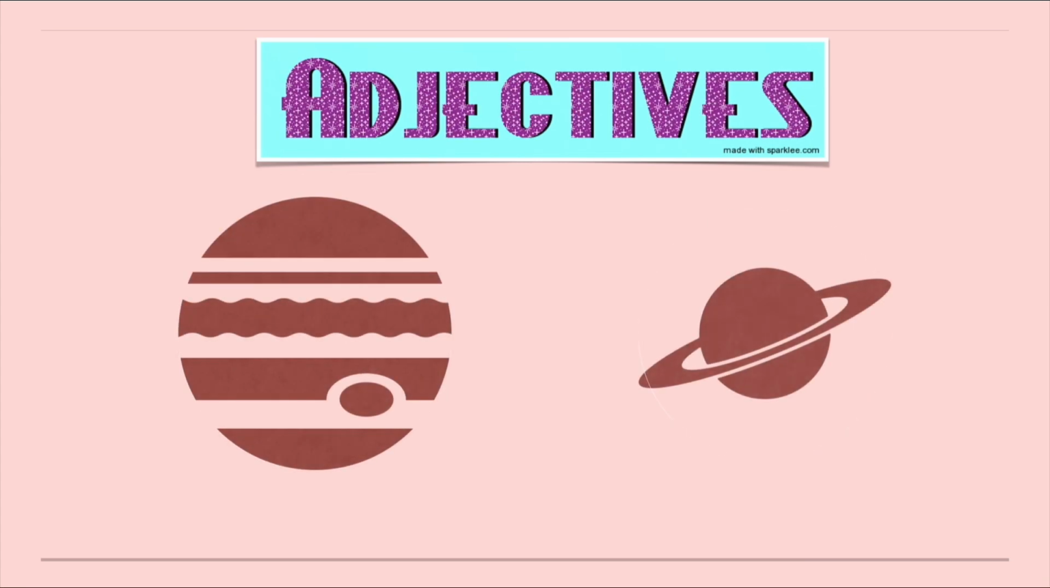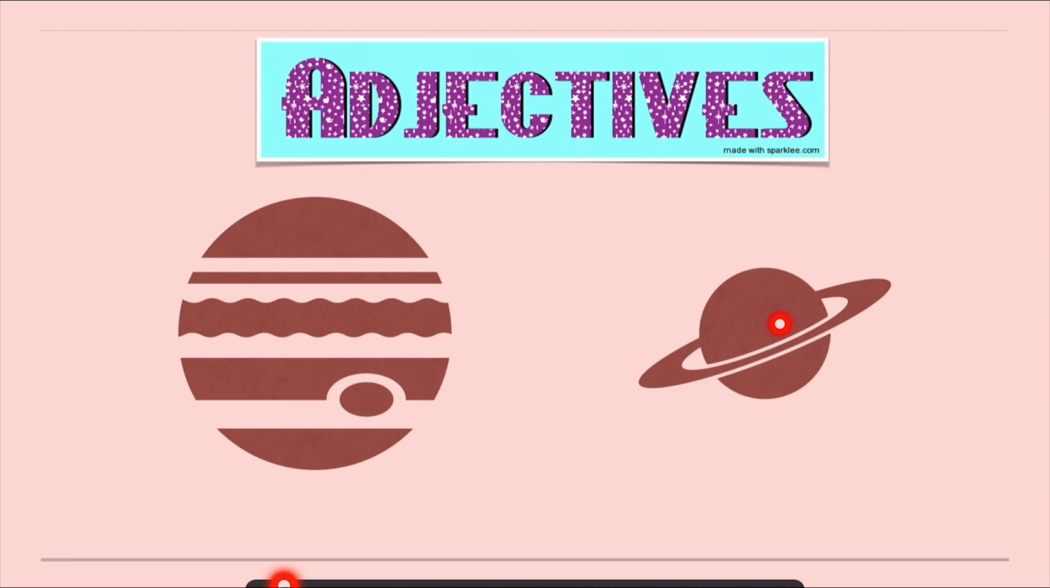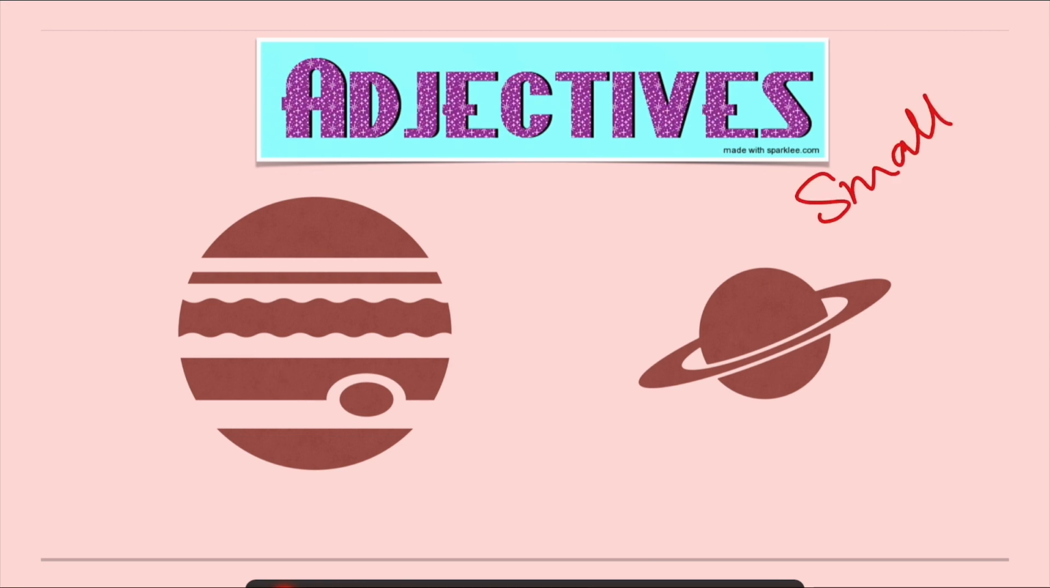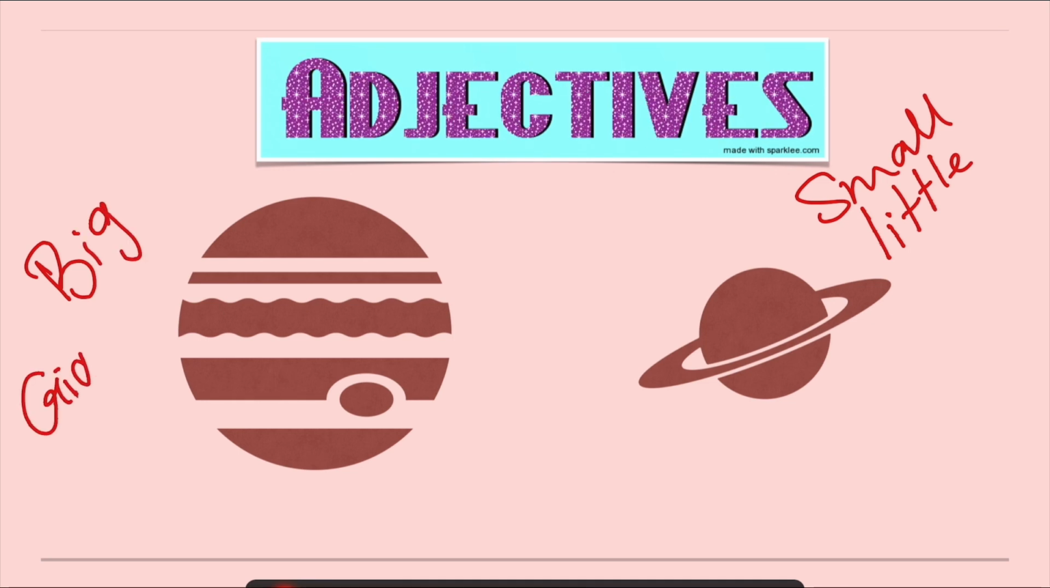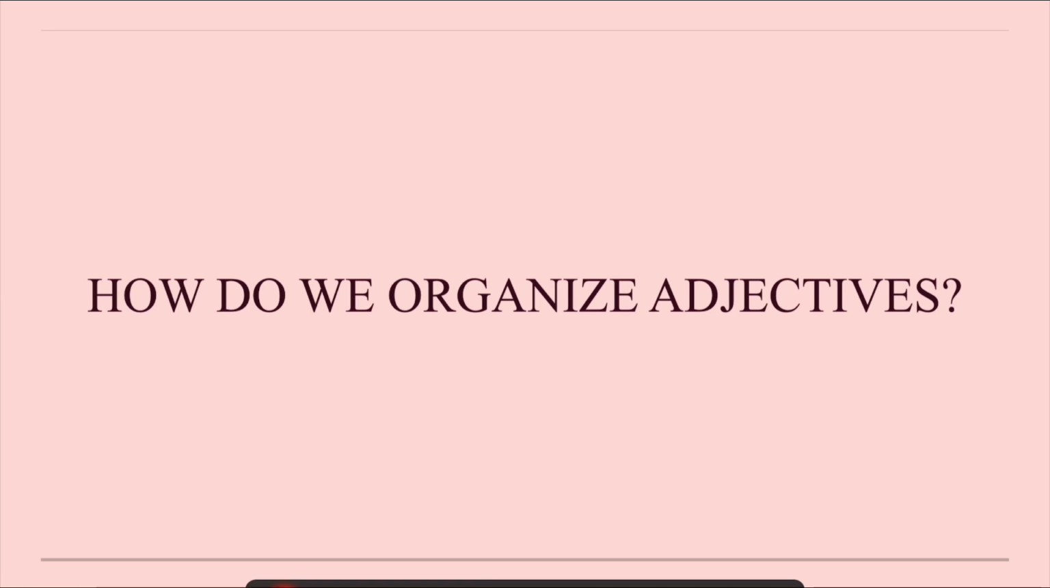Now let's take a look at these two planets in front of us. I have Saturn on the right, and we have Jupiter on the left. If I were to describe Saturn, I would say that it's small, or I can say that it's little. And if I were to describe Jupiter, I would say that it's big, or we can say that it's giant, or, for example, we can say that it's round. Now you can tell by this example that I actually used more than one adjective to describe these two planets. But how do we organize these adjectives in a sentence?